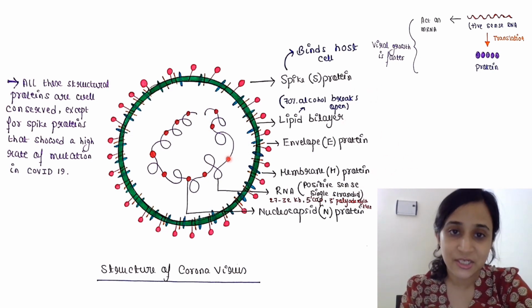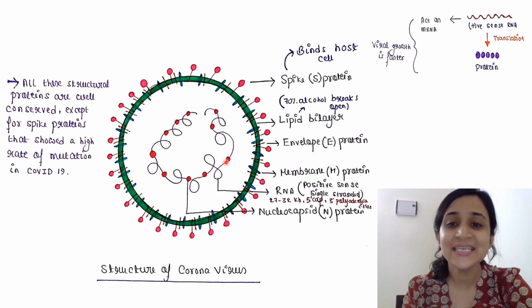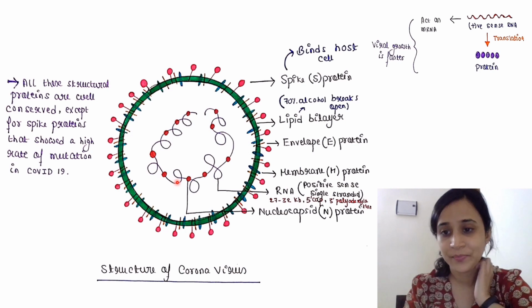The genomic material of the virus is RNA, and this is a positive sense single-stranded RNA. The size of this RNA is 27 to 32 kb. It has a 5' cap and 3' polyadenylation tail. And nucleocapsid proteins, this red one, these are some nucleocapsid proteins. So these proteins bind this RNA.